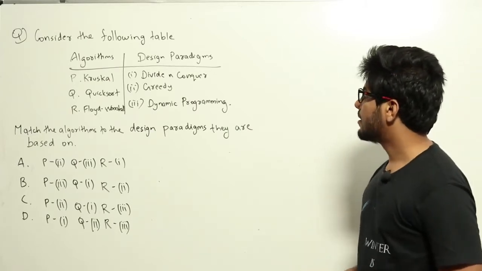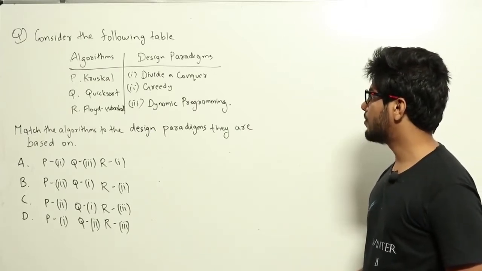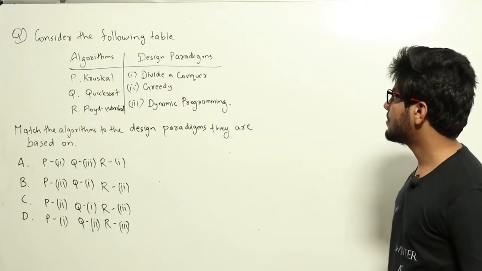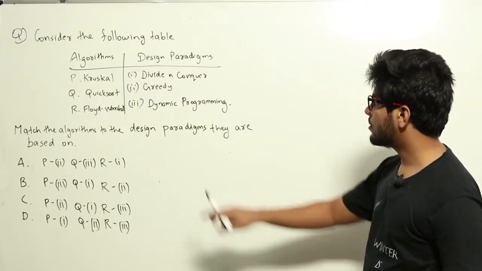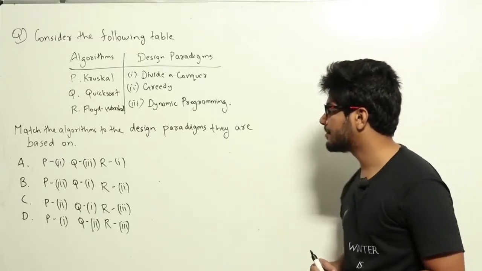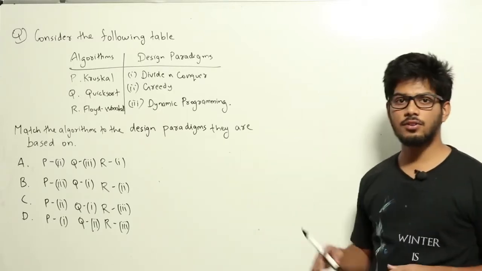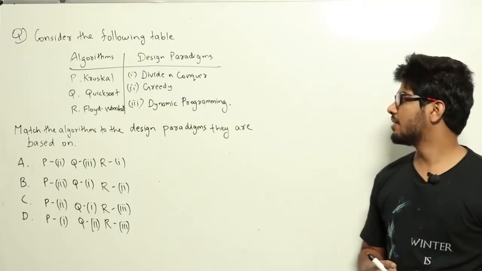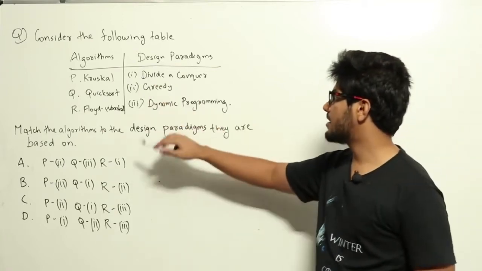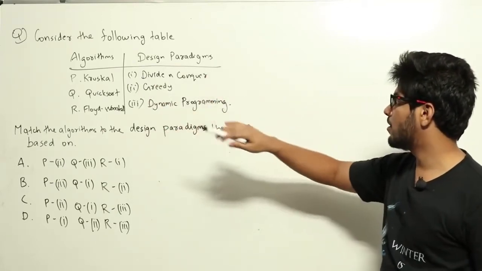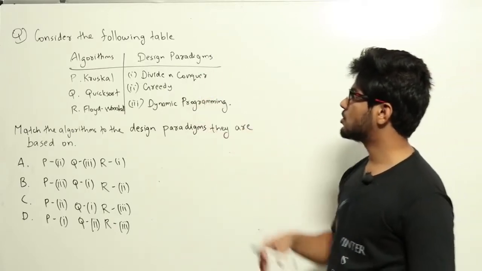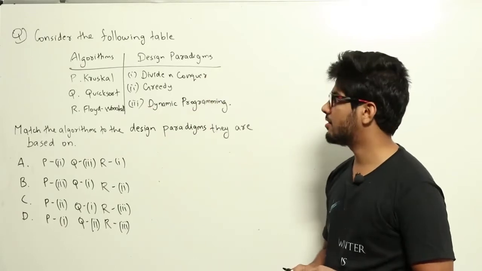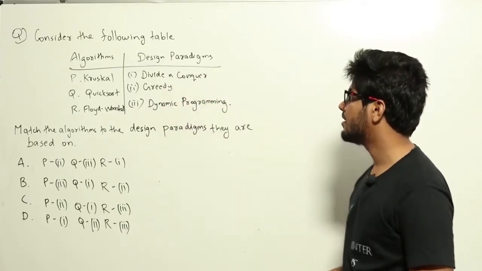Consider the following table: algorithms Kruskal, Quicksort, Floyd Warshall, and design paradigms divide and conquer, greedy, dynamic programming. Match the algorithms to the design paradigms they are based on. So this is a very straightforward question coming from the algorithms topic. We have been given these three algorithms and they are asking what's the design paradigm on which these algorithms are based. So all of these algorithms, you should be learning those. If you don't understand those already, please refer to the video lectures and learn those.